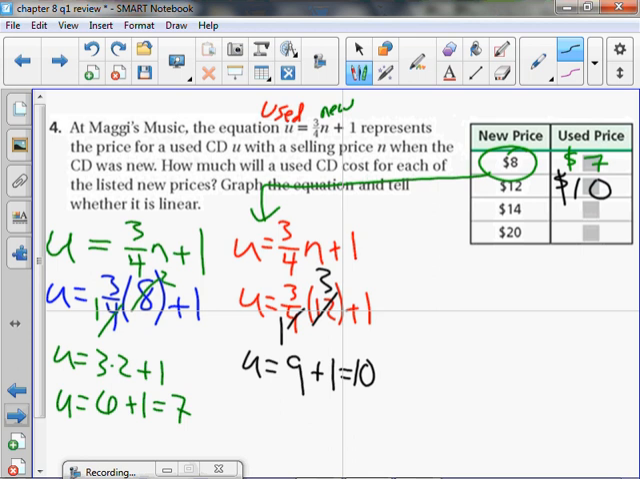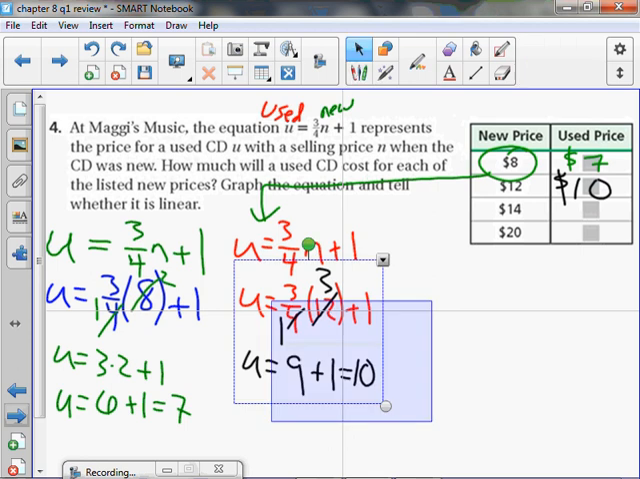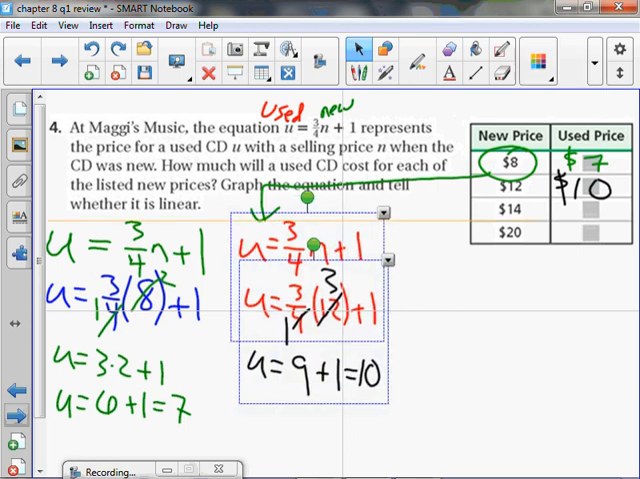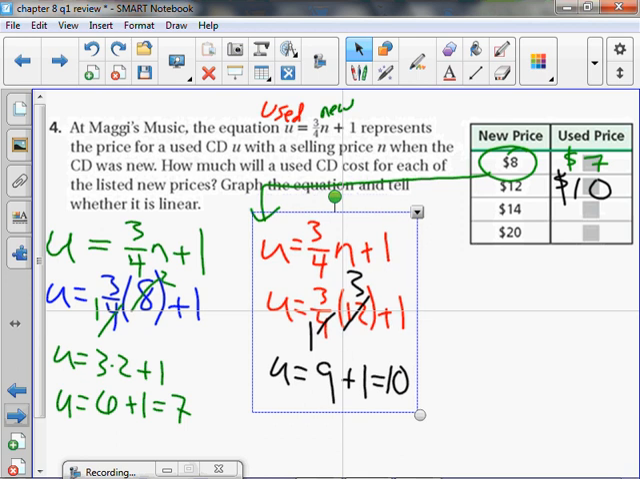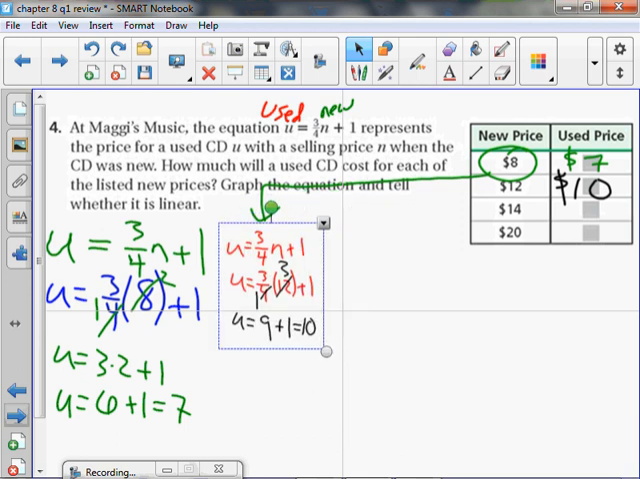I'm not shopping here. There's no way. $10 for a used CD? I just bought 2 used CDs. I know, who uses CDs anymore? But I just bought 2 used CDs on Amazon, paid $8 for both of them. So I think that's a ripoff. Anyway, we're still doing the problem.